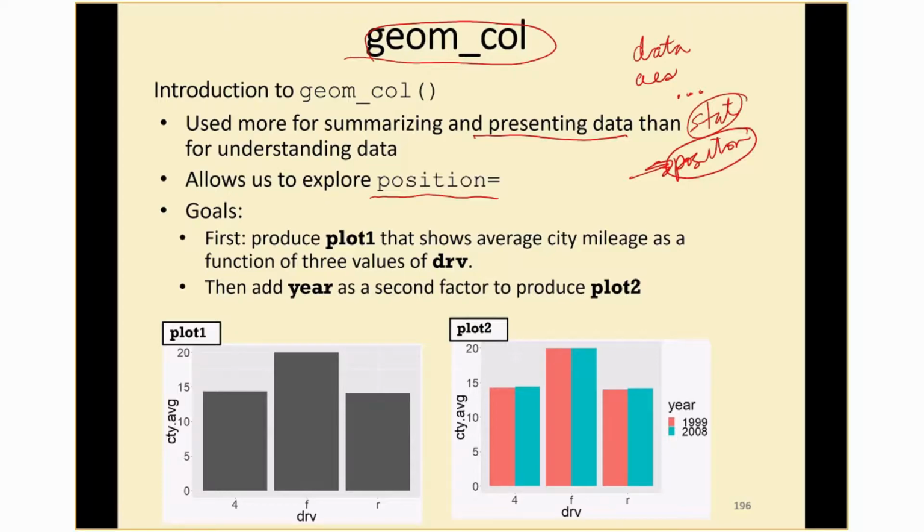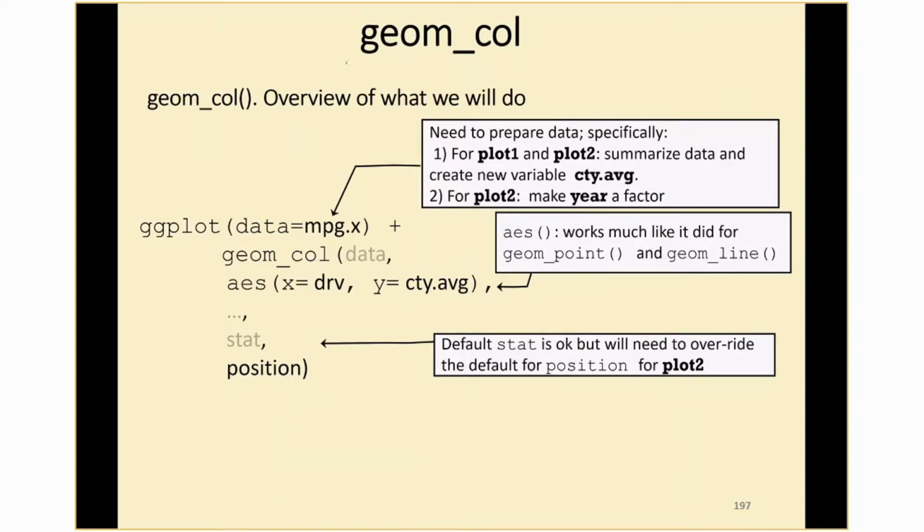So we've got as goals, we want to produce this plot where we've got a single predictor. In other words, we're interested in demonstrating what the average city mileage is with a single predictor, drive. And then we also want to look at column plots, as in plot 2, where we've got 2 predictors. So we're still interested in average city mileage, but now we've got 2 predictors, drive and the year in which the vehicle was manufactured. So, geom call, just an overview slide, and we're presenting it in the form of that template that we've seen so many times before.